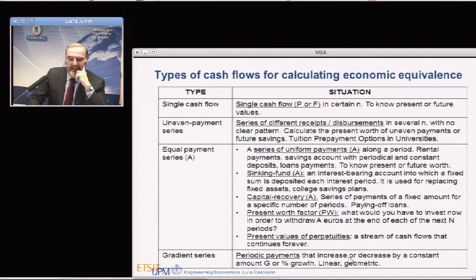These are periodic payments that are not uniform. They increase. It is not always A every month. Gradient series are periodic payments that increase or decrease by a constant amount G or a percentage of growth. For example, you can say, I'm going to save 1,000 euros every year, and every year I will increase that 1,000 euros by 4% in order to offset inflation.